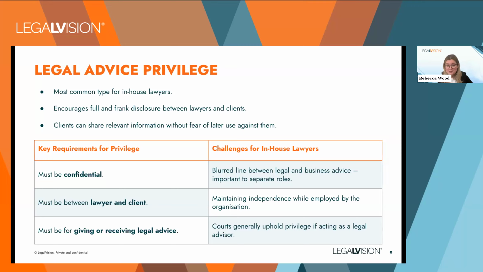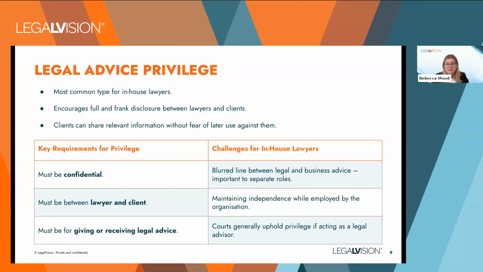Look, it sounds straightforward, but as in-house counsel, I'm sure you know that you can certainly face some unique challenges in trying to maintain privilege. Firstly, there's often a blurry line between the legal and business advice that you might have to give. Often in-house counsel are involved in making business decisions and strategy and operational discussions. So what you need to be able to do is distinguish when you're wearing your lawyer hat and your business advisor hat.